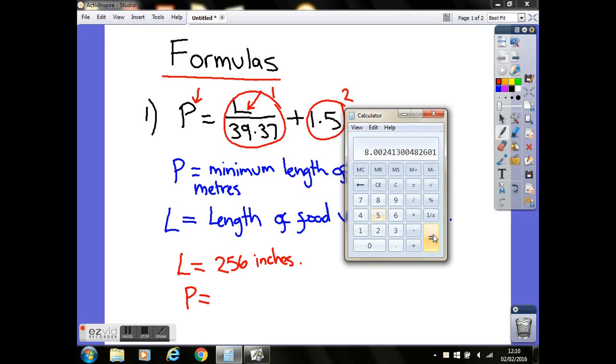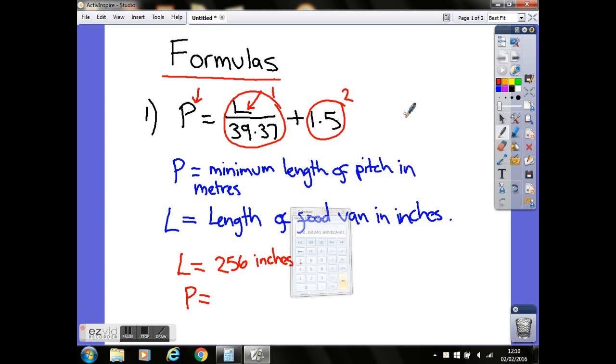So again, another long number, but what we normally do if we get an answer like that is round it to 2 decimal places. That would give us 8.00 meters. That's what we're trying to work out, if you remember: find the minimum length of pitch in meters. So our answer would be 8 meters. That's all there is to it, just following the numbers through. As I say, you'll have to understand what the letters are, but they'll be given to you. We'll look at another one where it's slightly more tricky.